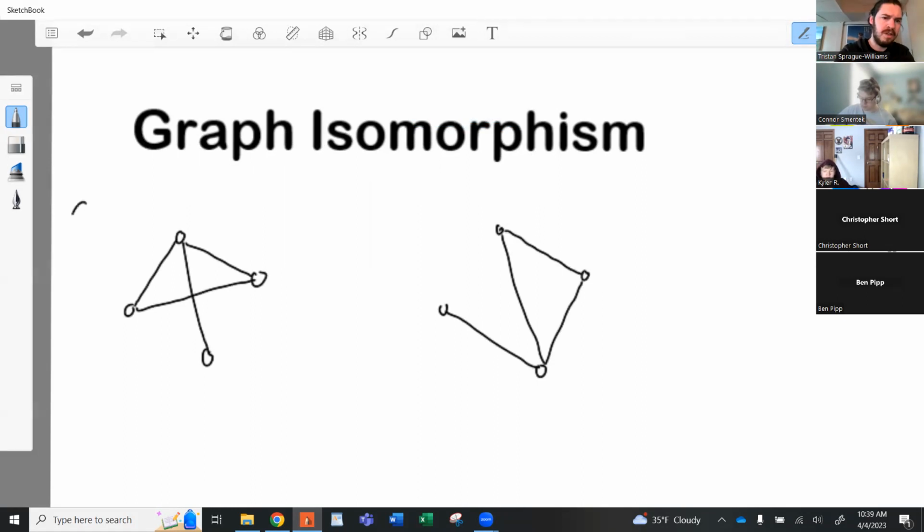Here's two graphs. Let's call them G1 and G2. Let's say this is A, B. Oh, hang on, how did I label this? Oh, yeah. A, B, C, and D. And then this one is A, B, C, and D with capital letters. Okay, so we have graph 1 and graph 2.